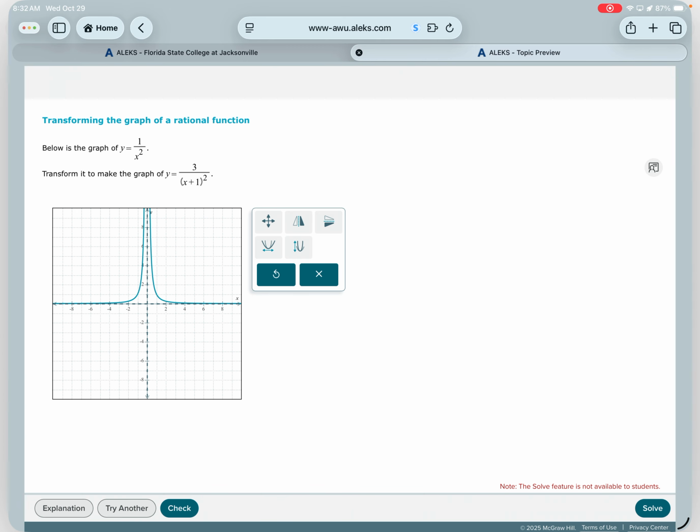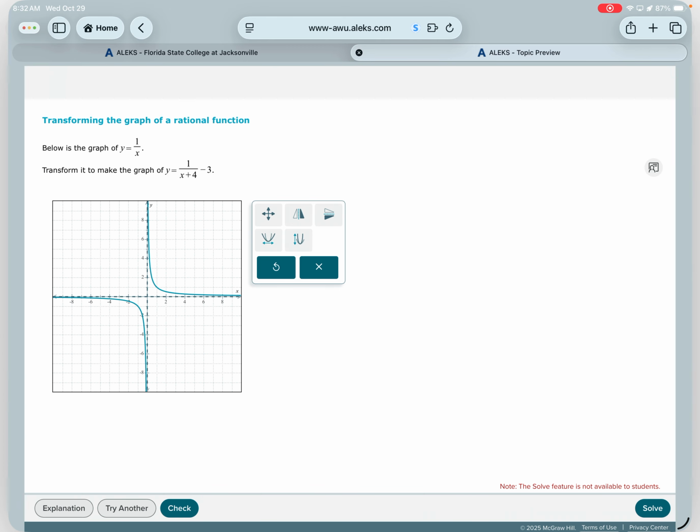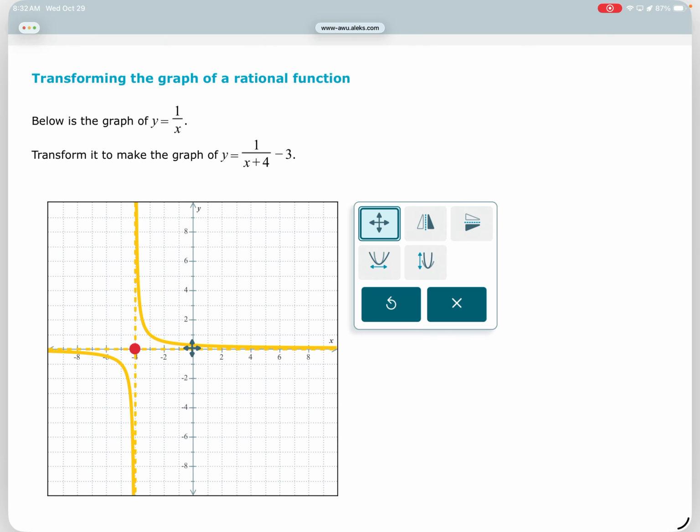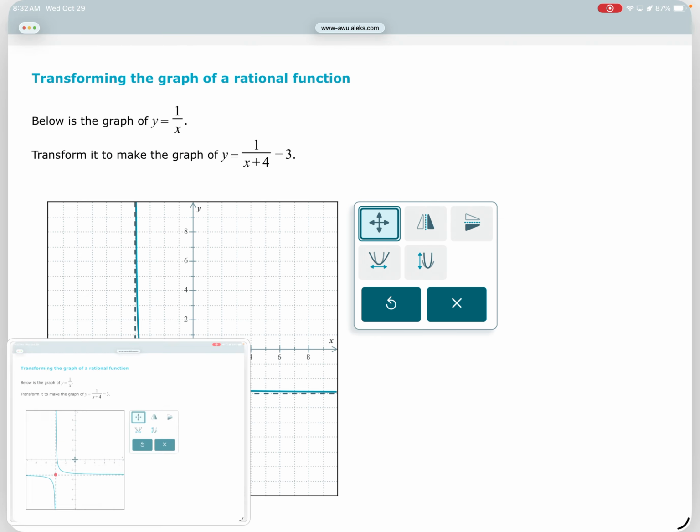The absolute value, it doesn't matter which one they are. So here's one. The x plus 4, we're going to consider that on the inside because that is in the denominator, right? So I'm going to move it to the left 4. So first thing I'm going to do is move it to the left 4. And then the minus 3 is on the outside. You move it up and down. It's minus 3, so I move it down 3.